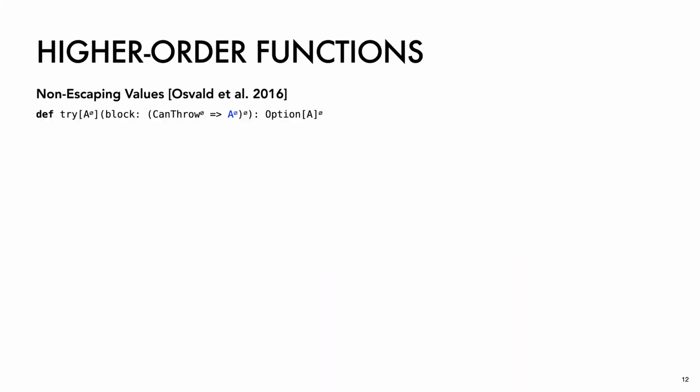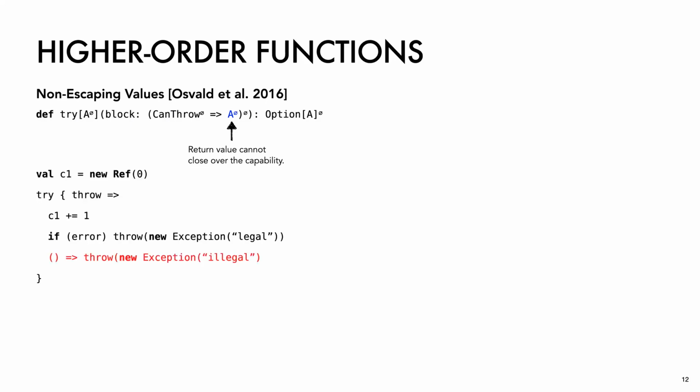With this basic system in place, we can encode a number of interesting higher order function examples, such as non-escaping values a la Osvald and others from 2016, and effects as capabilities models. For example, here's a try combinator that passes throw capabilities. And we can ensure that these capabilities cannot be accidentally closed over by restricting the return type using this empty qualifier, for example.